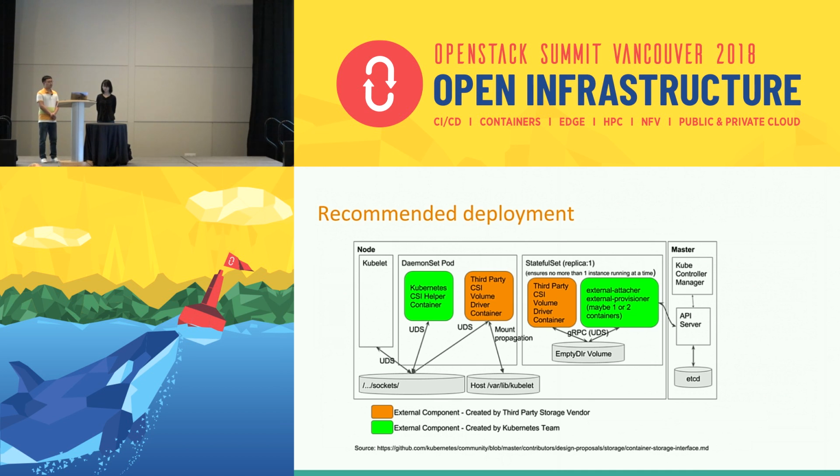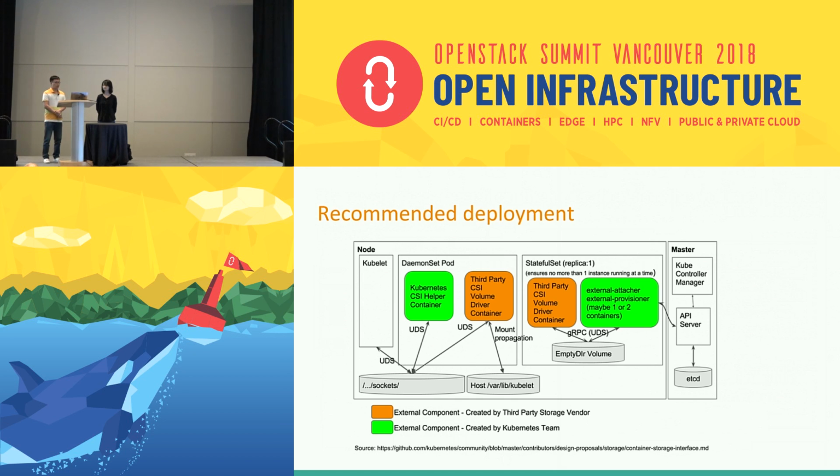For the daemon set pod, there are also 3 key points. First, there are 2 different containers running in this pod: CSI helper containers and CSI drivers. CSI helper containers are responsible for registering the Unix domain socket with Kubernetes, and the CSI driver is used to mount or unmount volumes for other containers.